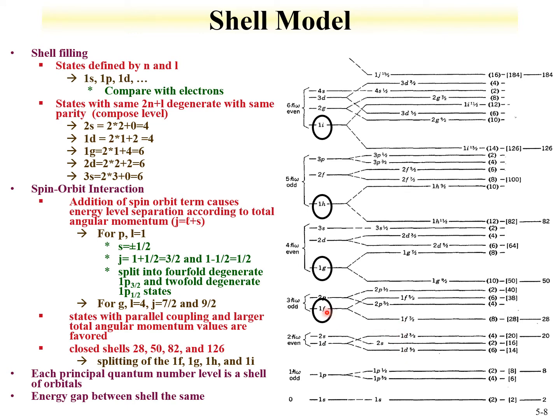1f, the gap is here. 1g, the gap is between the two 1g orbitals that are formed. Same thing with the 1h. Even the 1i is at the gap that defines the shell, that defines magic numbers. And we see the 1j here defines the magic number of 184.